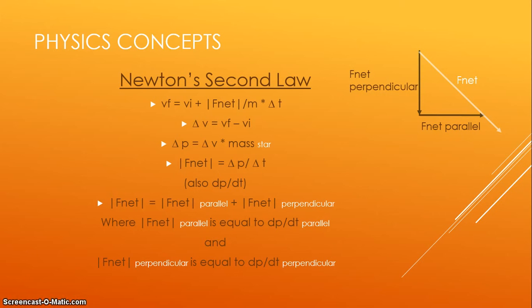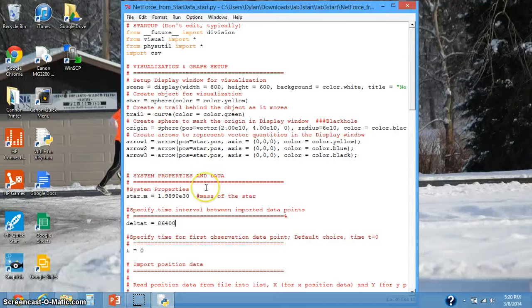As is shown below, Fnet in this experiment is equal to the change in momentum divided by the change in time. This means that as the velocity and momentum of the star changes during orbit, so too does Fnet. Furthermore, Fnet changes because the parallel component and perpendicular component of Fnet change as the position of the star changes about its ellipse. By vector addition, it can be proven that Fnet is equal to the sum of Fnet parallel and Fnet perpendicular. In order to create a computational model of the star orbiting the black hole, one had first to consider the parameters of the experiment.